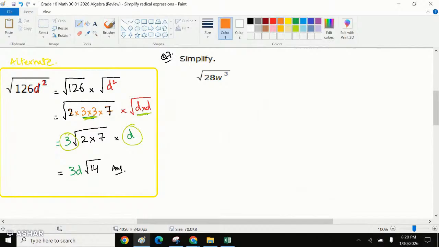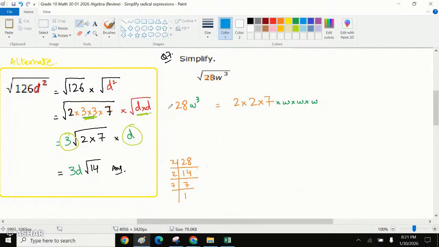Since 28 is not a prime number, we can do the prime factorization. Divided by 2, it's a 14. Divided by 2, it's a 7. And 7 times 1. So we can say 28 can be written as 2 multiplied by 2 multiplied by 7. Agreed? This was a w cubed. That means the variable is multiplied by itself 3 times.